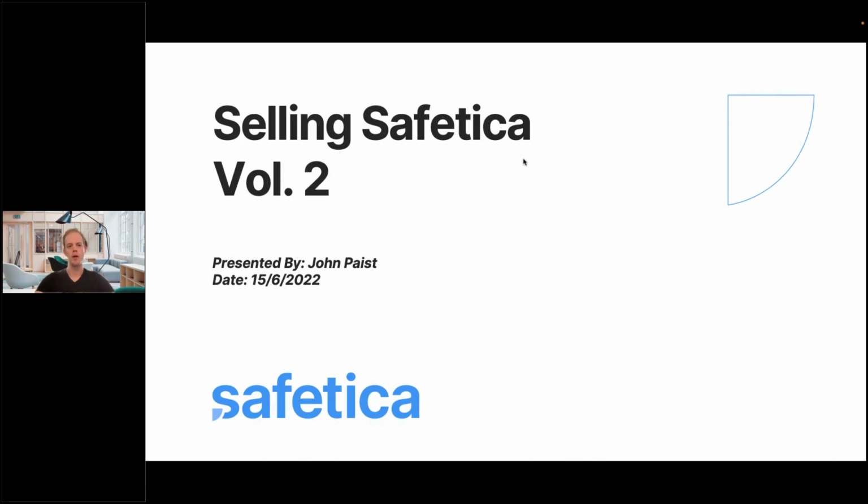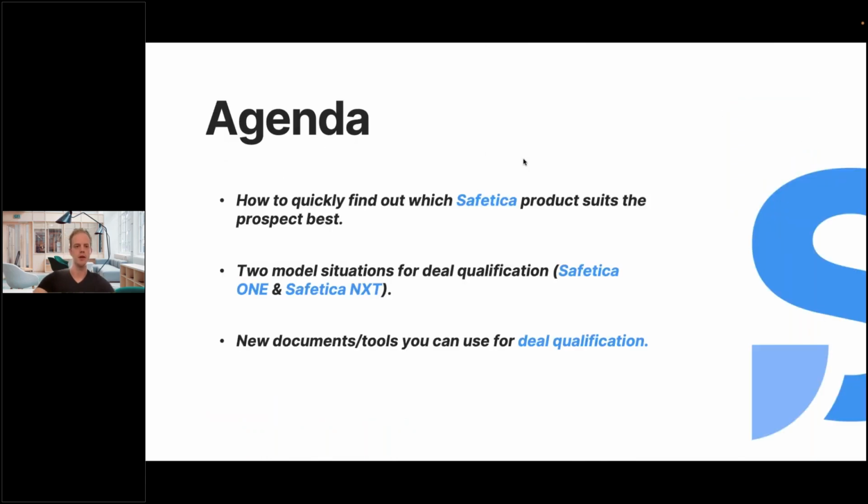Now, today we're going to be focusing, as we can see, on selling Safetica, but within this, and I can skip to my next slide, the agenda for today is to go over how to quickly find out which Safetica product suits the prospect best. Because we do have Safetica 1 and Safetica Next, we want to make it as understandable as possible as to which solution fits the clients or the prospects best, because sometimes it's clear and sometimes it's not. So we'd like to take the chance to go over this.